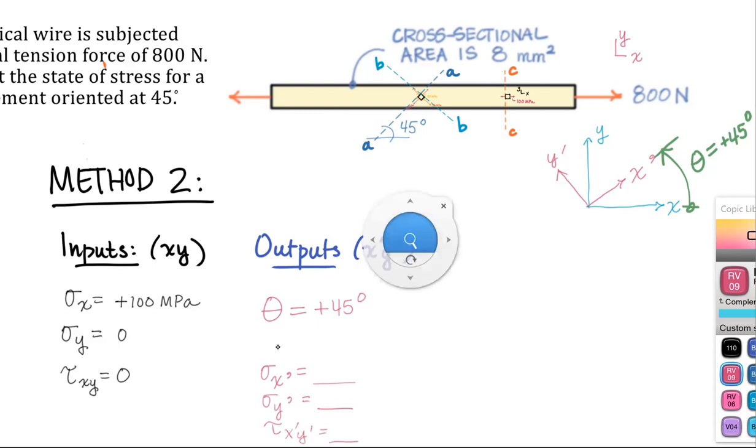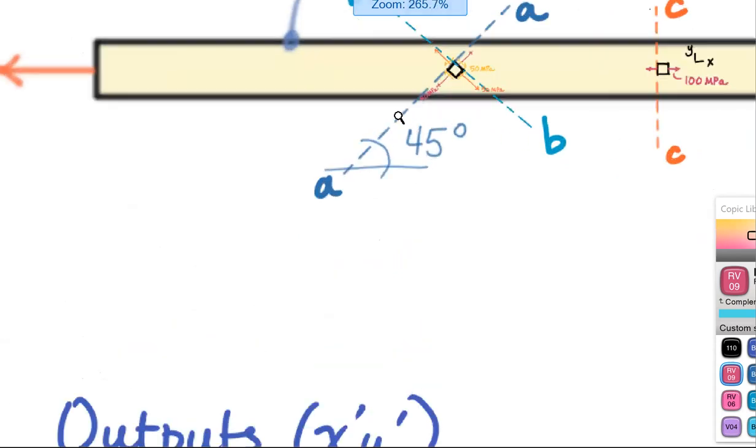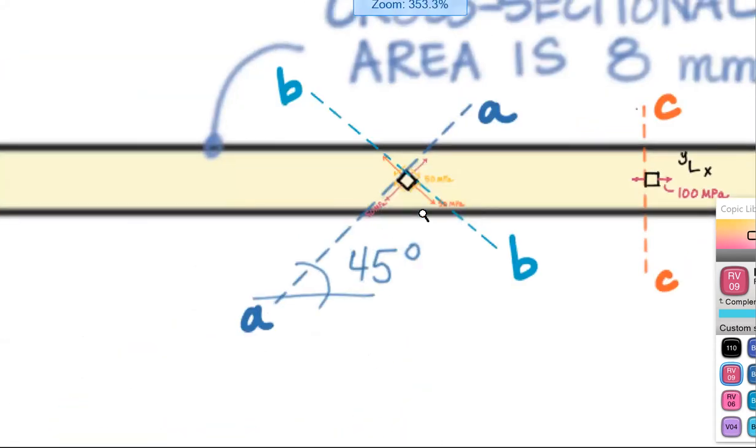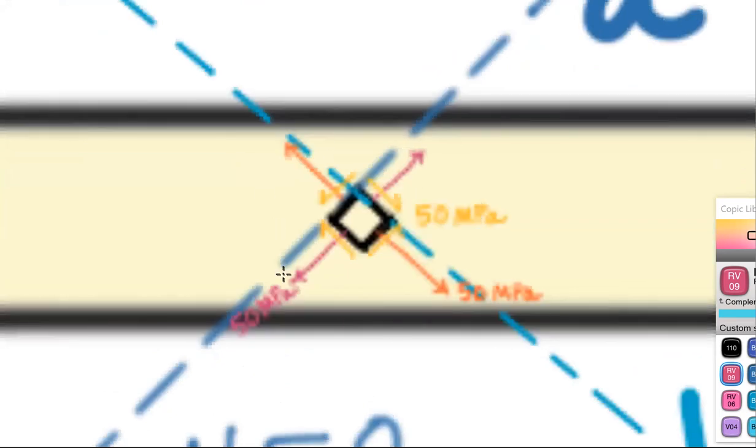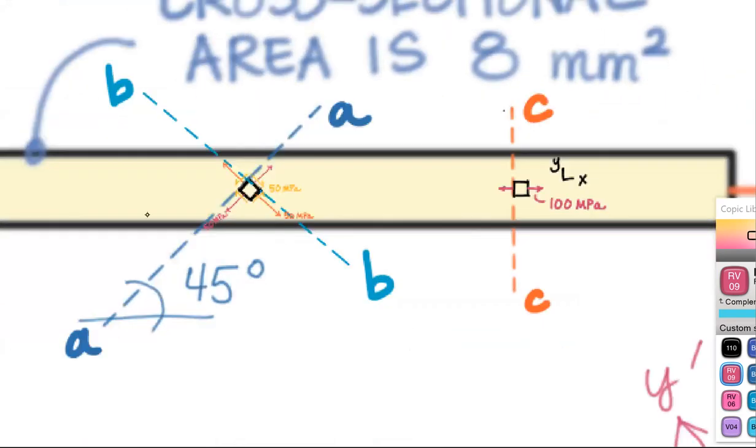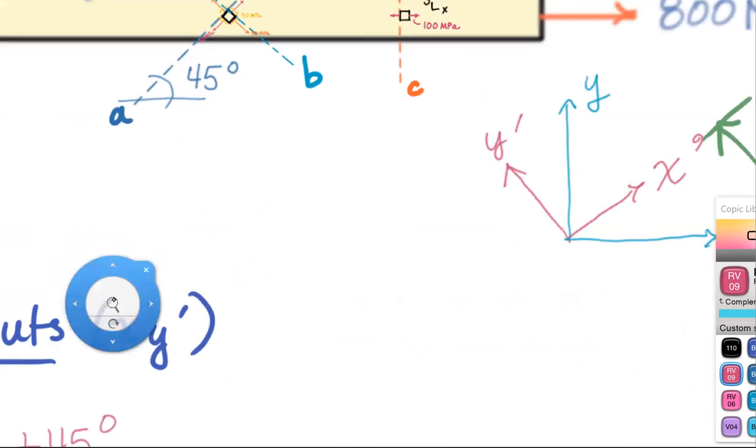And what we expect to get out of this is this picture. So we expect to see tension of 50 in the X prime direction, tension of 50 in the Y prime direction, and a shearing stress of 50. And that will come out with the correct sign. We'll get back to that at the end. Make sure that you understand the tricky, tricky sign convention for shear stress.